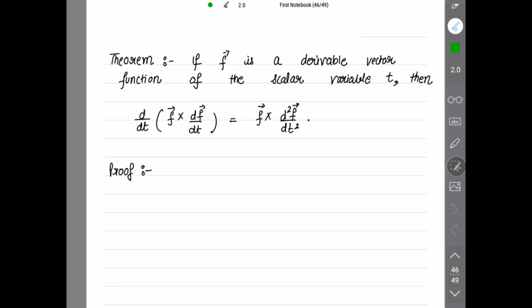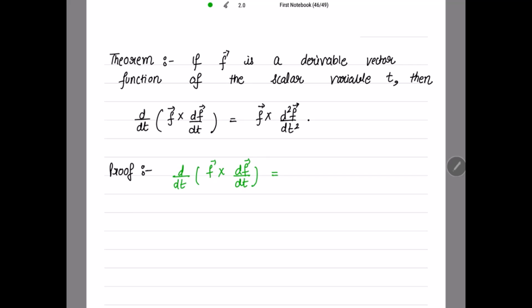If f vector is a derivable vector function of the scalar variable t, then the derivative of the cross product of f vector and df by dt is equal to the cross product of f vector with d square f by dt square. So here also we have to start from the left hand side. So let's see, d by dt of f vector cross df by dt.